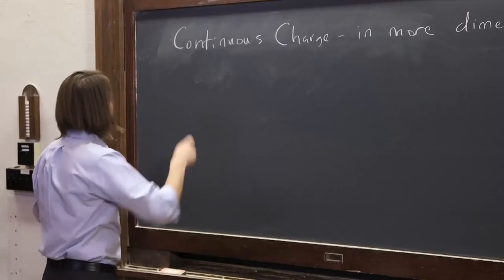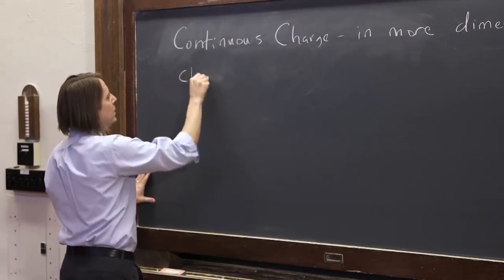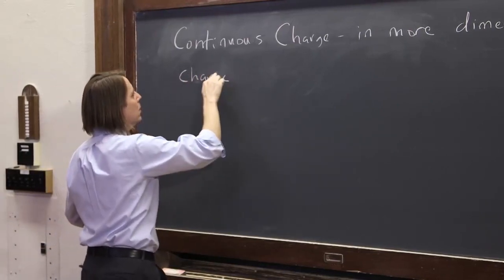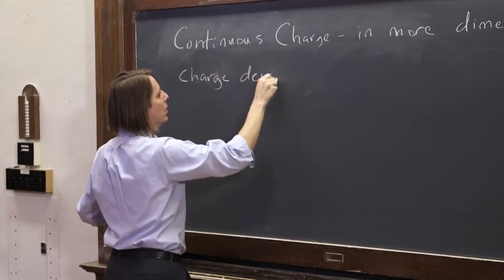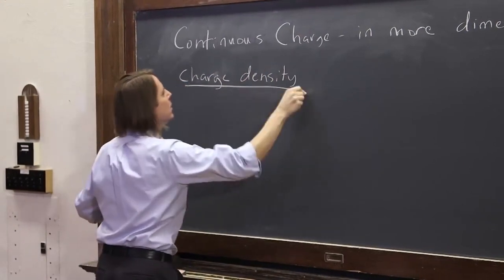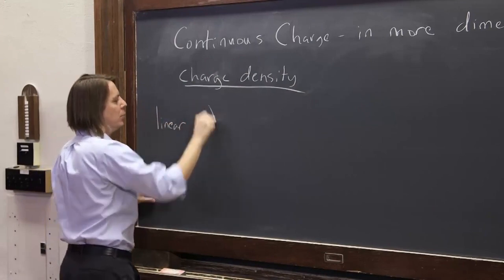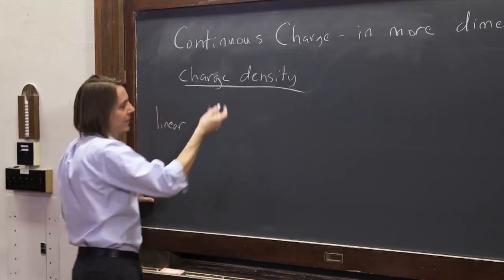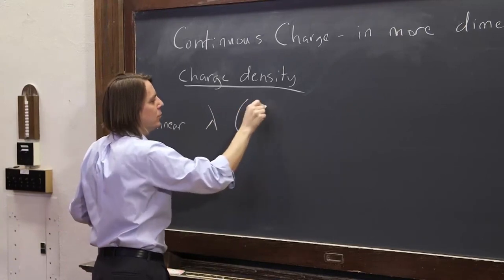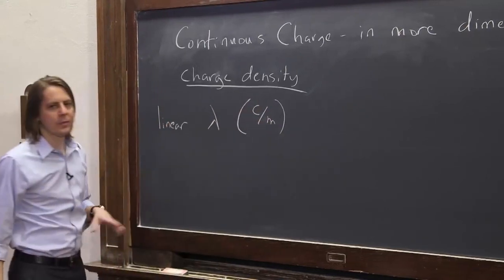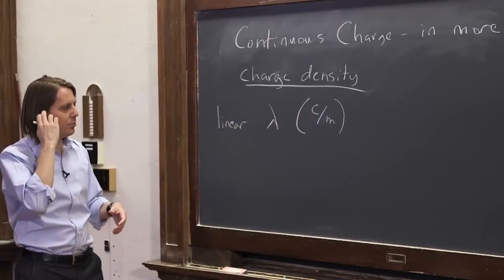So first of all, you can have more than one kind of charge density. So we already did linear charge density, which we write as lambda, and that's charge per unit length. That's linear, so that's in coulombs per meter. That's how we did the rod. We gave it a certain charge per unit length.